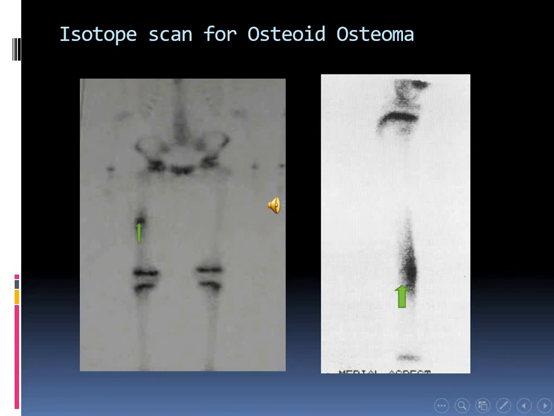If we do an isotope scan for osteoma, we can see that there is uptake in the isotope scan. So the uptake is seen as a black area in the right femur. In the mid part you can see there is uptake near the green arrow in both images. This occurs because of the nidus of the osteoma that contains vascularized tissue, making it positive in the isotope scan.